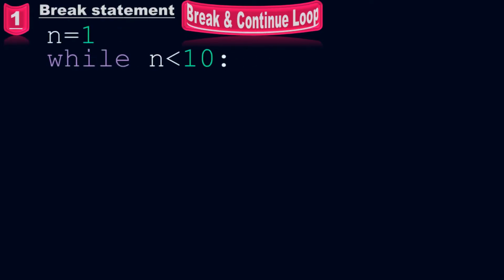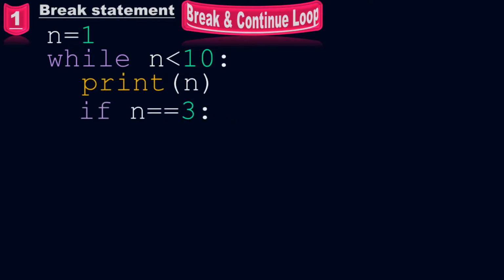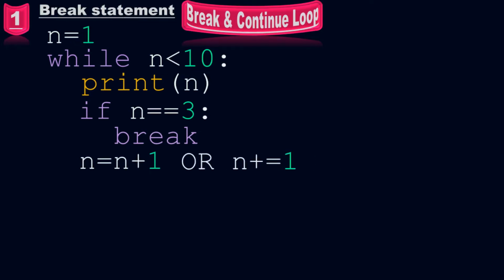Let me do some examples first for the break statement. Example number 1. n equals 1, while n is less than 10, print n. If n equals 3, with the colon, then give the break. Now add the formula n equals n plus 1, which is the forward loop formula, or you can also use the alternate formula, which is n plus equals 1. When you run this program, you will get 1, 2, and 3.